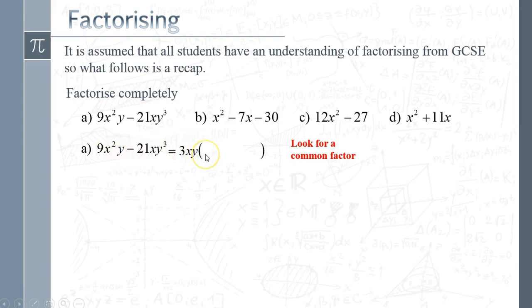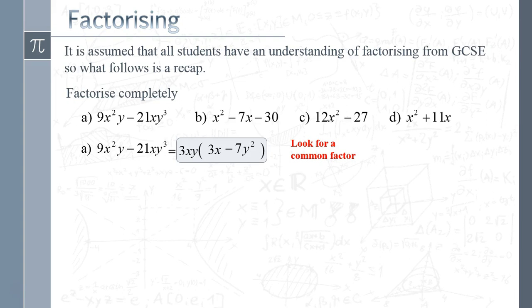So clearly I'm going to need 3, because 3 times 3 is 9. I'm going to need an x, so x times x is x squared, and the y is already there, so I've got 3x. And in my second term, I've got a 21 here, so I'm going to need a 7 to go in there. I don't need any extra x's, and now I'm going to need a y squared. So there we go, and there's my factorised expression.